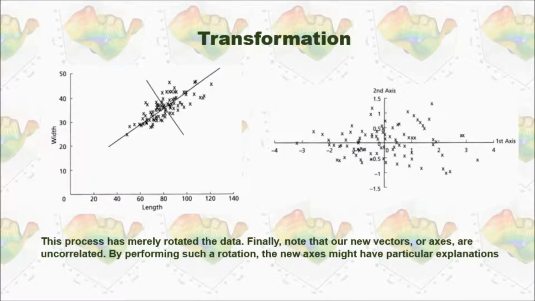Now, let's look at an example. For example, we have two variables. One variable is width, another variable is length. From this graph, you can see those two variables are related with each other. And if we transform those data to this second graph, you can see the first axis and second axis, we can manage to let those new variables be independent.